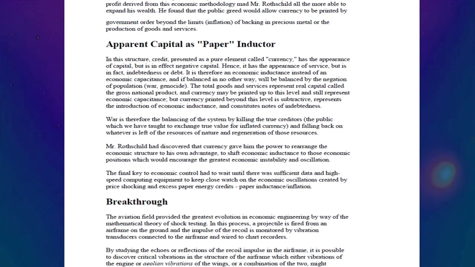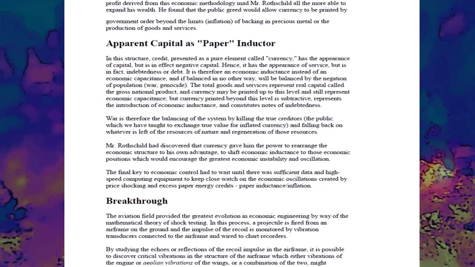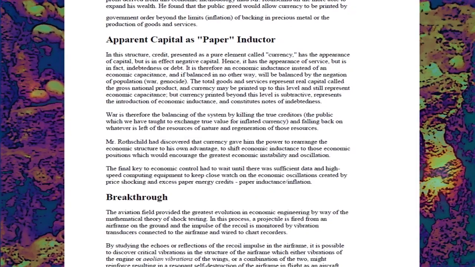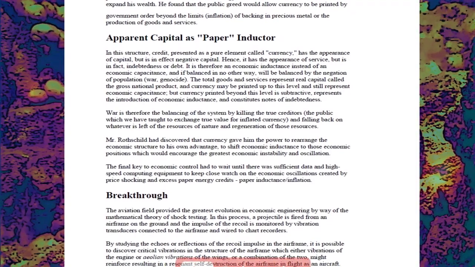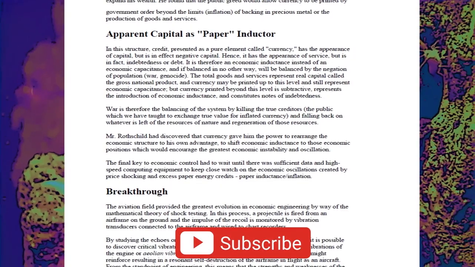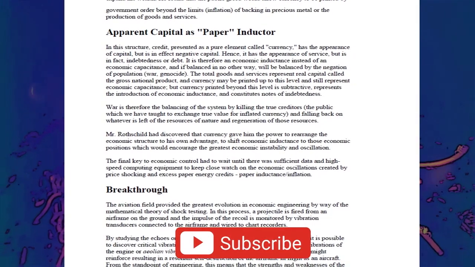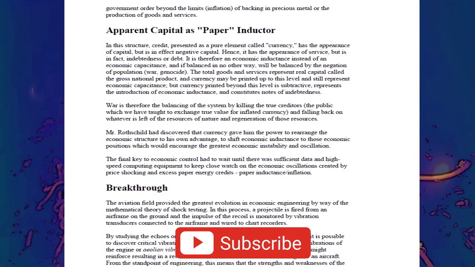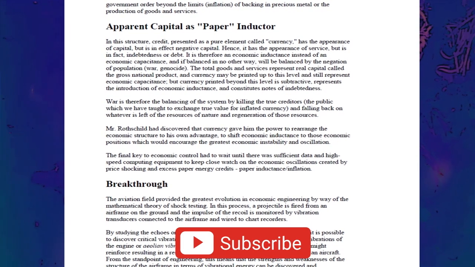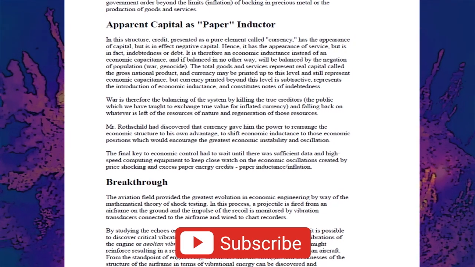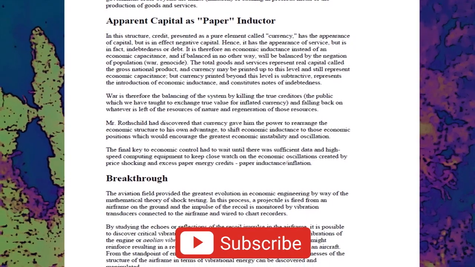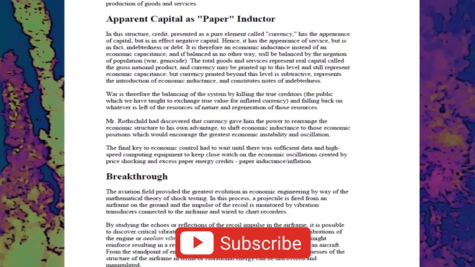In this structure, credit presented as a pure element called currency has the appearance of capital, but it is in effect negative capital. Hence, it has the appearance of service, but is in fact indebtedness or debt. It is therefore an economic inductance instead of an economic capacitance, and if balanced in no other way, will be balanced by the negation of population, war, or genocide.